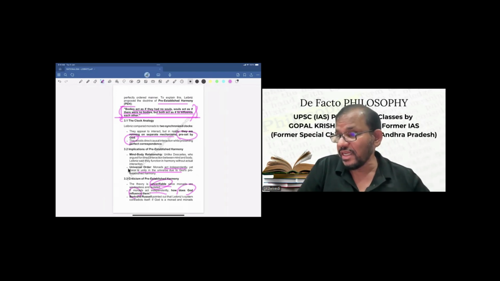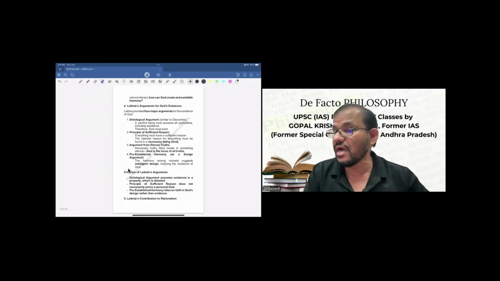Then Bertrand Russell points out that if God is a monad and monads cannot interact, how can God create and establish harmony? This is what I have told. This is again a very, very important criticism.